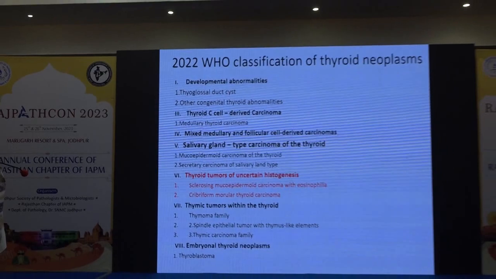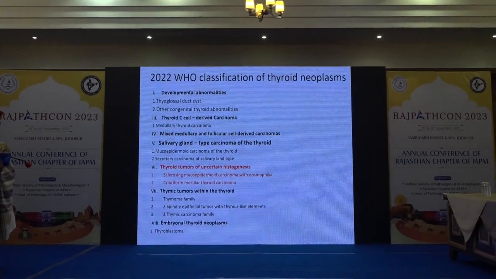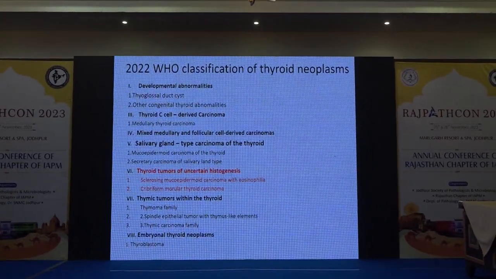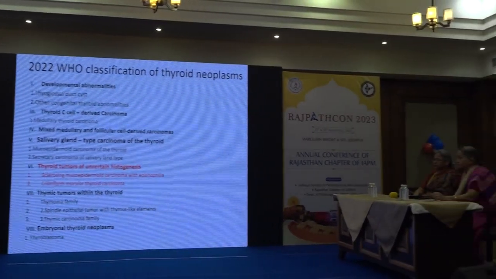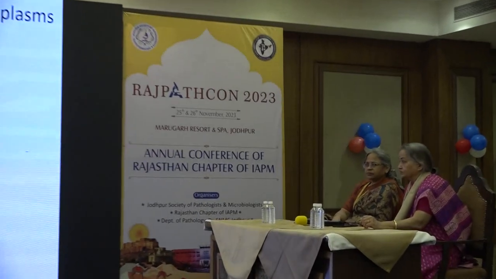Cribriform part, yes, they show thyroglobulin, PAX8 and TTF, but the morules in between do not, and that is why they have put it under the heading of thyroid tumors of uncertain histogenesis. Rest everything is same. So what are the major revisions in classification and nomenclature of thyroid tumors? So we have compared this 2017 and 2022 classification.